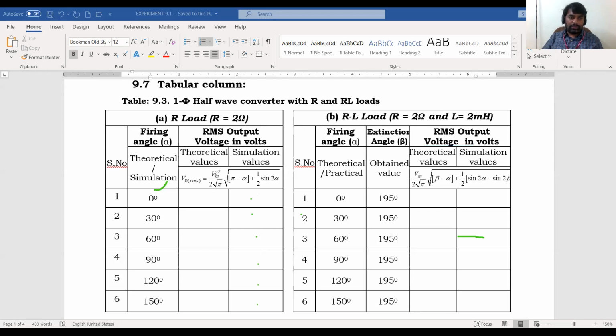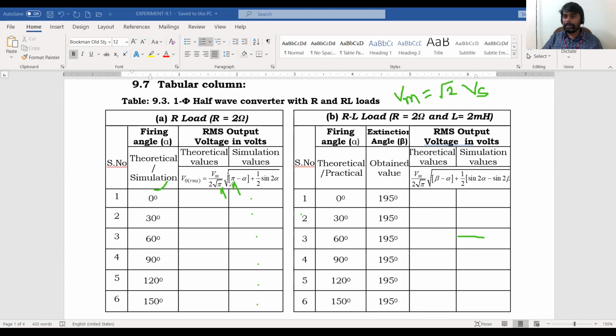Right. Now here Vm is the maximum voltage. You can write Vmax equal to root 2 times V supply. As you know, the supply voltage we have considered is 230 volts. So if it is 230, then Vm should be root 2 into 230. Then Vrms you can write as root 2 into 230 divided by 2 root pi minus alpha plus 1 by 2 sine 2 alpha. So here this pi is different from this pi, right?